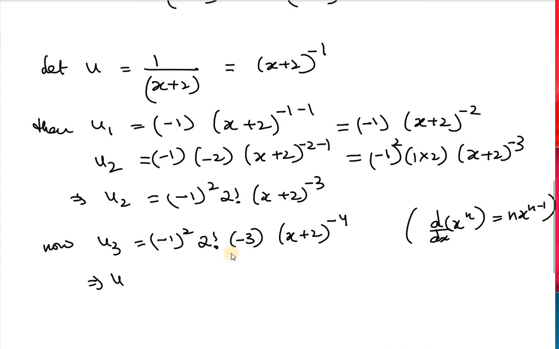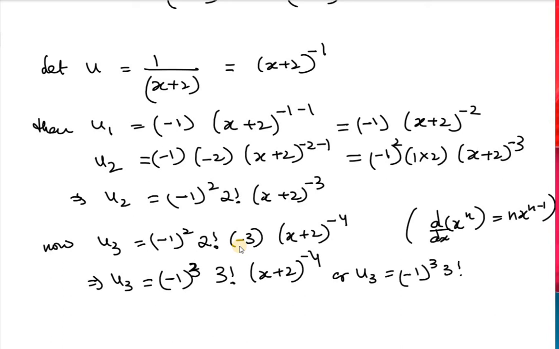Okay, so by using this formula, you'll get this derivative of u. So this implies that u3 is equal to (-1)^2. Another minus is there, so it will be equal to (-1)^3, then 2 factorial into 3. 2 factorial is 1 into 2, and then into 3 it will become 3 factorial. Then (x + 2)^(-4), or u3 can be written as (-1)^3 times 3 factorial divided by (x + 2)^4. Since the power of this is minus, in this case you can bring it to the denominator so that the power will become plus.